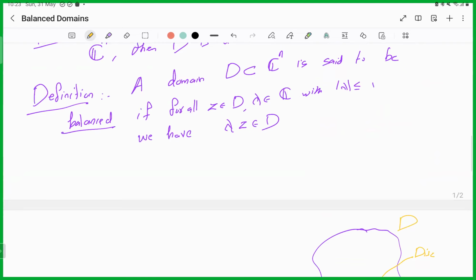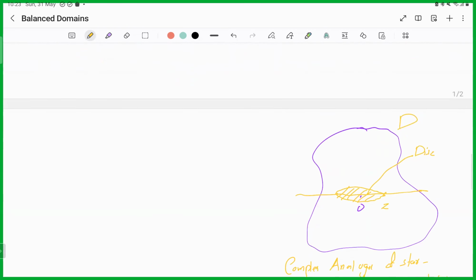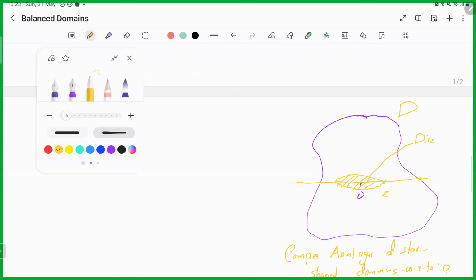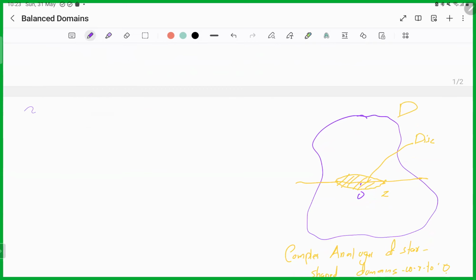Okay. Now we talk about the result actually. This is a bounded balanced convex domain. Then this is a ball with respect to some norm. What is the norm? That norm is exactly the Minkowski functional. So next we give the definition of the Minkowski functional. Definition.